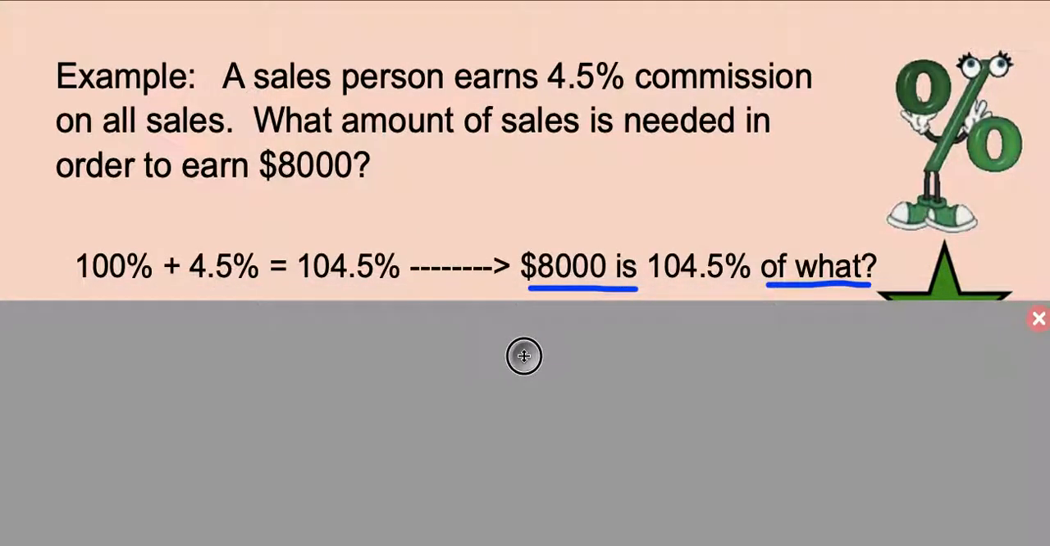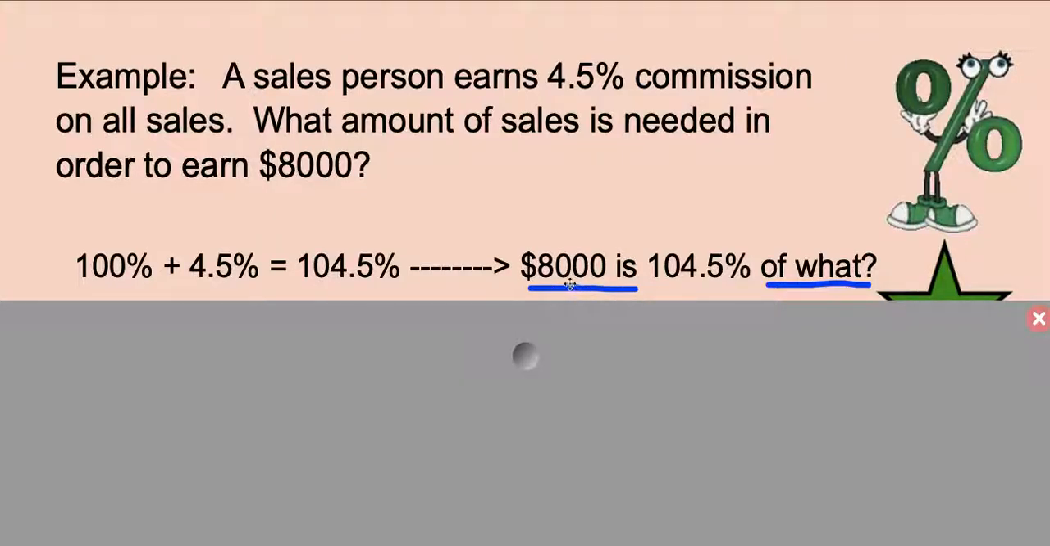I know there are a lot of examples here. This one's a little bit different though. So a salesperson earns 4.5% commission on top of their sales. So they make 100% plus an additional 4.5%. So in total, they make 104.5% of their salary. Okay, so the question is, what amount of sales is needed to earn $8,000?